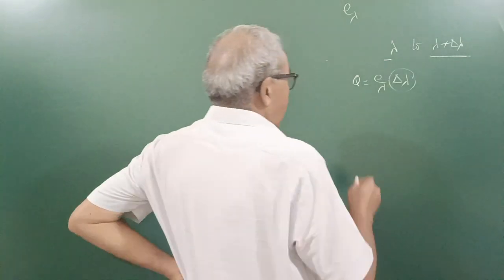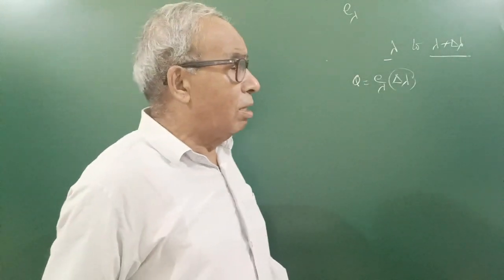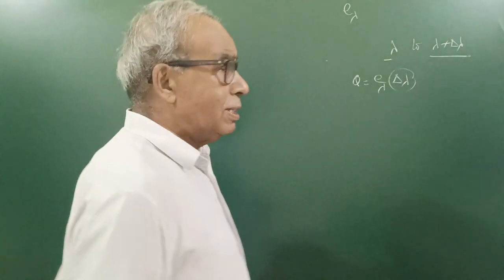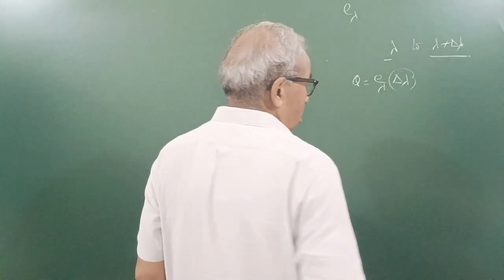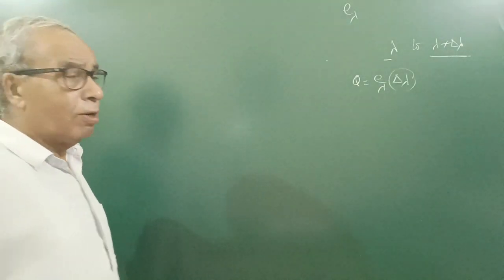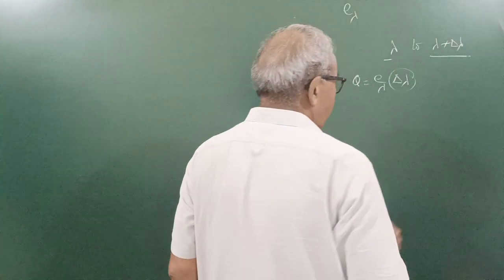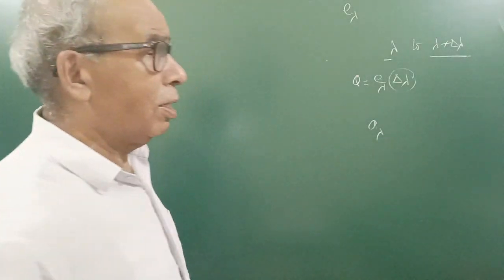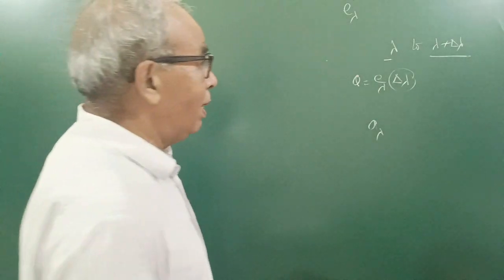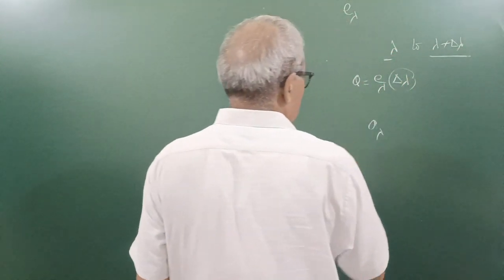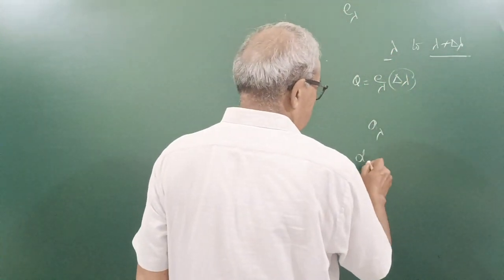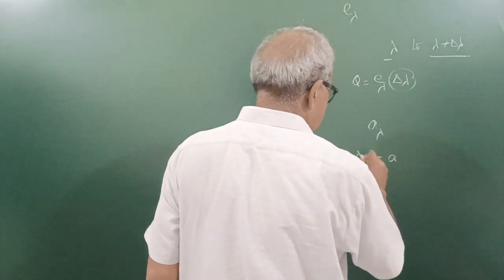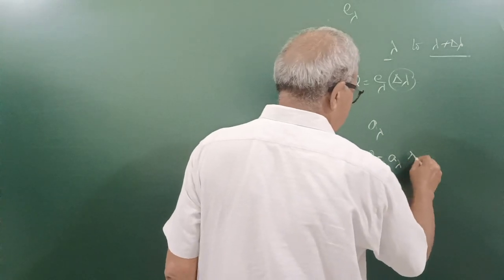Similarly, absorptive power: the amount of heat or radiation absorbed by a body is called absorptive power. If A lambda is the absorptive power for a particular wavelength range lambda to lambda plus delta lambda, then the energy absorbed, Q, will be A lambda into delta lambda.